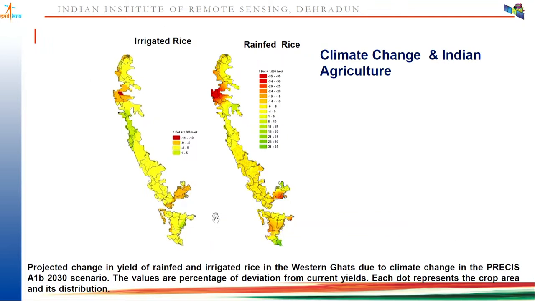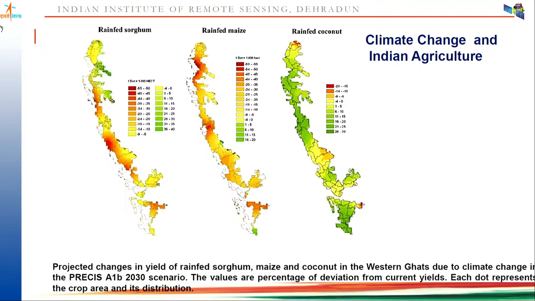Similarly, in the Western Ghats, Tamil Nadu and other areas, where you can see the species-based climate scenario, irrigated rice is going to be a little bit less affected compared to rain-fed rice. Rain-fed rice will be affected more, with declining yield in certain areas, but here it is a little lesser. But surely there will be a negative effect of climate change on rain-fed rice yield compared to irrigated rice. Similarly, for maize, sorghum and coconut, rain-fed areas will be more subject to the decline in productivity compared to irrigated.